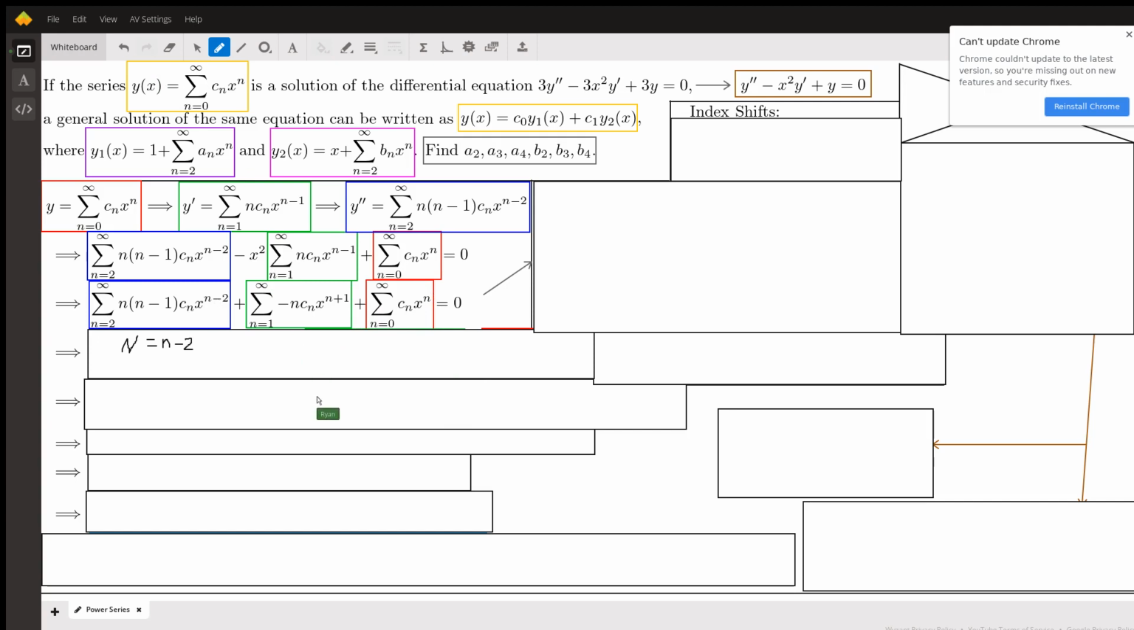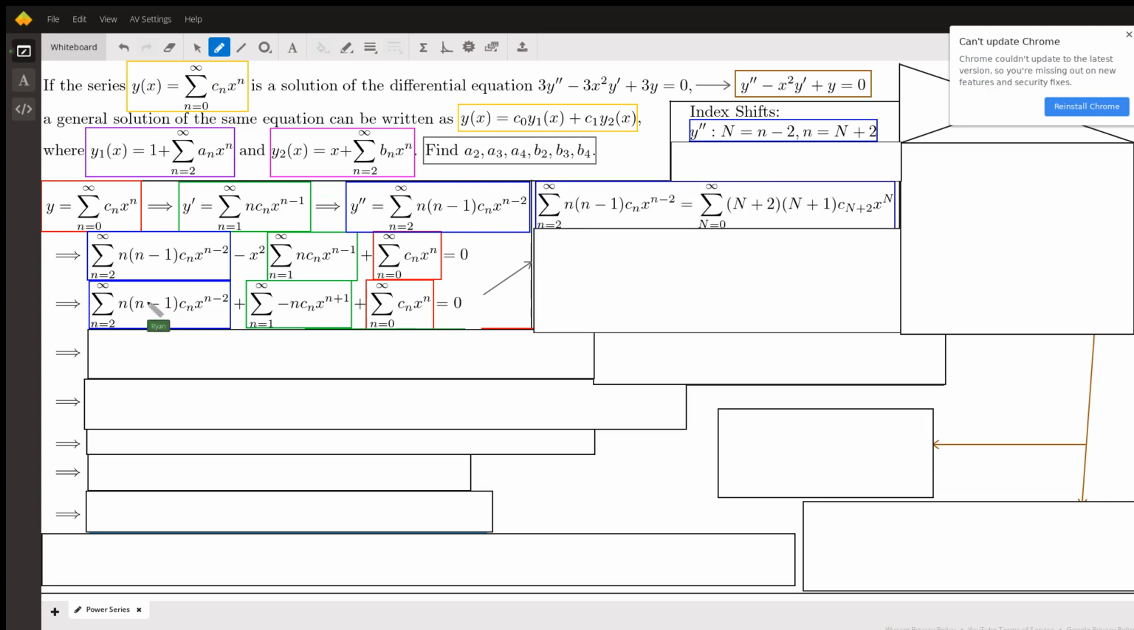Starting with blue, the index shift we are going to do is we're going to take capital N, so for the y prime term and the y double prime term in blue, capital N, we're going to set it equal to this exponent, lowercase n minus 2. And therefore, lowercase n will equal capital N plus 2. So that's what that index shift would look like. This blue term right here, the n minus 2 gets replaced with capital N. Each of these n's here get replaced with capital N plus 2. So we get N plus 2, N plus 1 over here, and c capital N plus 2 here.